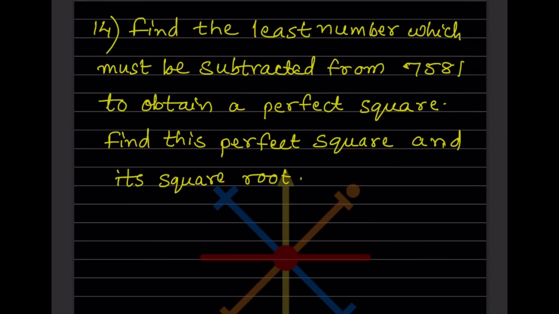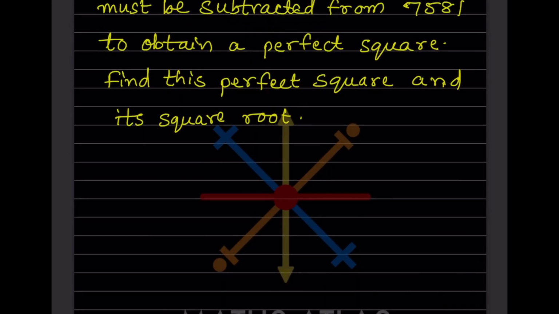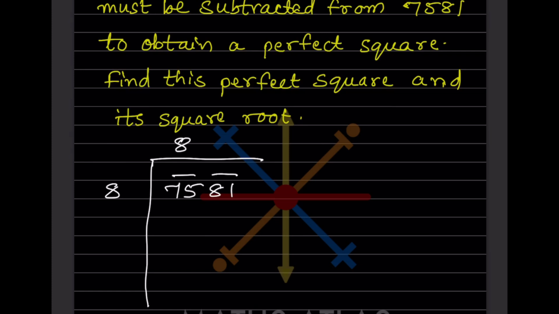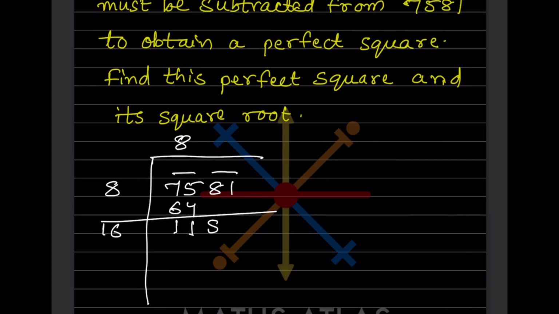Find the least number which must be subtracted from 87581 to obtain a perfect square. Find this perfect square and we have to find the square root as well. So now, this is 75, so it is going to be 8 8s are 64, because 9 9s are 81, which is not possible. So this 8 plus 8 will be 16. So this 16 is a bigger number. So now we have to take this pair down.